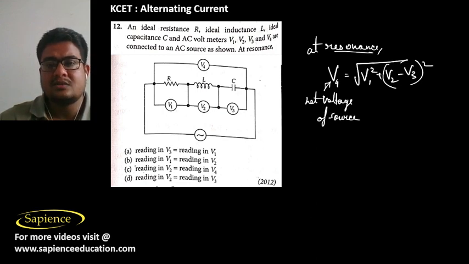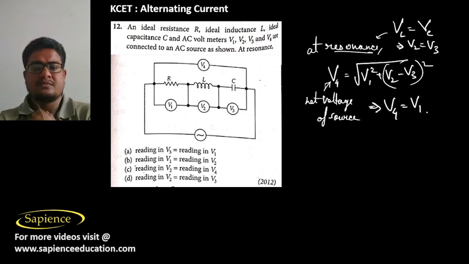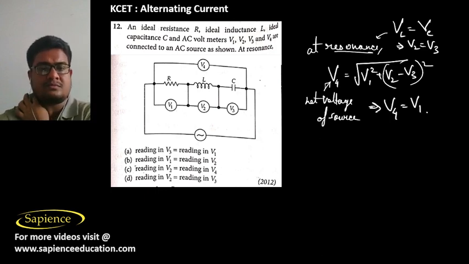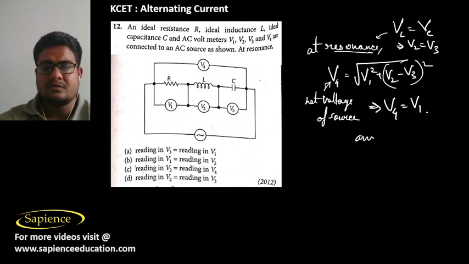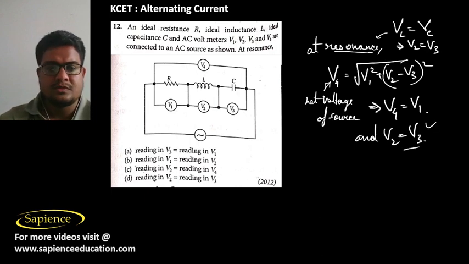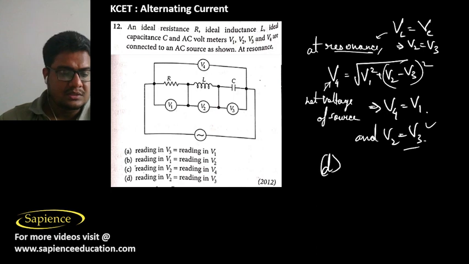So at resonance, what will happen? VL will be equal to VC, so V2 will be equal to V3. This will become 0. Therefore V4 will be equal to V1, and V2 will be equal to V3. So the reading in V2 will be equal to the reading in V3. Option D is the correct answer.